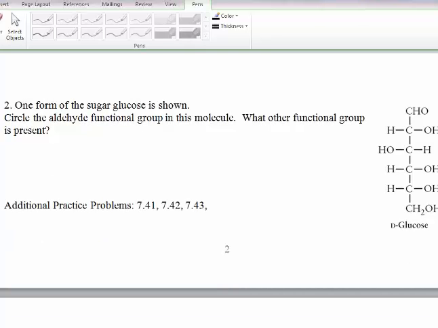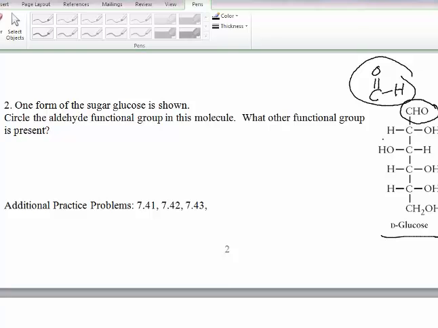The next part says one form of the sugar glucose is shown here. Circle the aldehyde functional group in this molecule. Now here we didn't explicitly draw it out, but I think we can recognize that this is an alcohol, alcohol, alcohol, alcohol, alcohol. So this is the aldehyde. That's an abbreviation of C double bond O H, CHO. So that's an abbreviated version of actually writing out the aldehyde structure here.